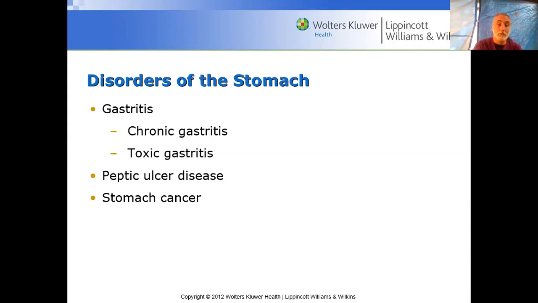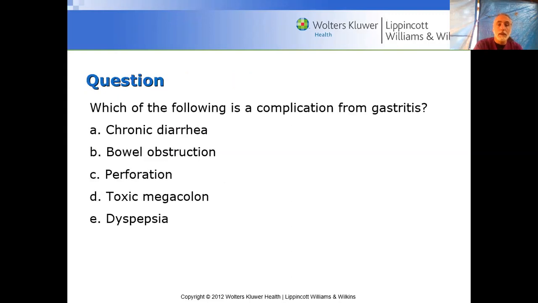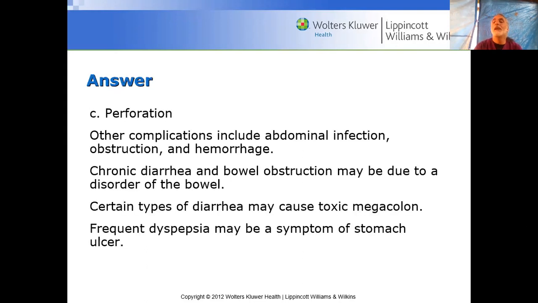Stomach cancer. Well, then, all right, it's a pretty big disorder there, and can go metastatic, and the progression can be really fast. What do we think? Complication from gastritis. So we got chronic diarrhea, bowel obstruction, perforation, toxic megacolon, or dyspepsia, right? Upset stomach. Perforation.